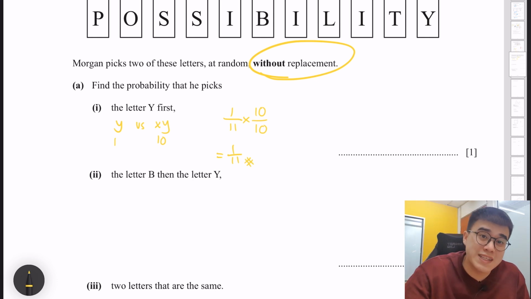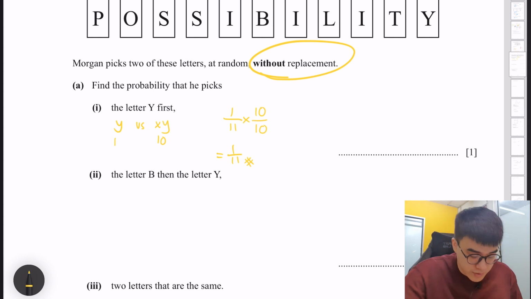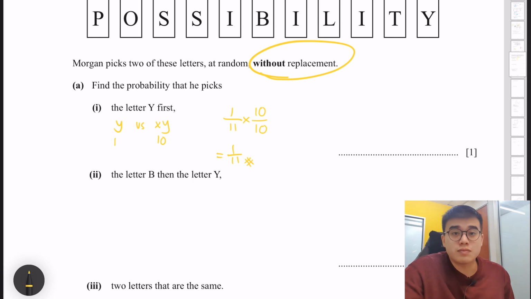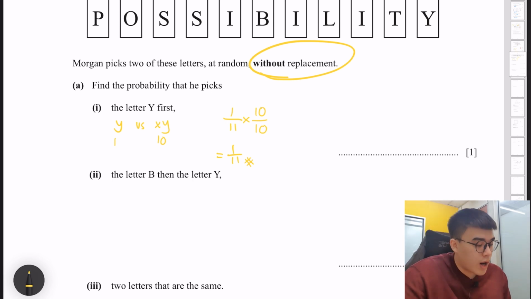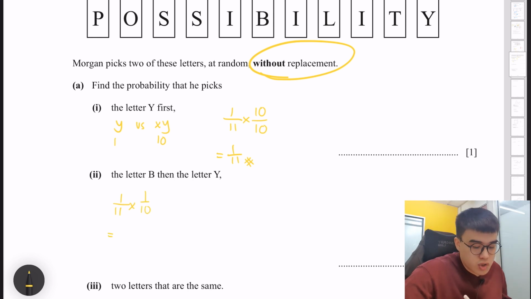Why is it 10 over 10? Because without replacement, after one card was taken out, you only have 10 cards left. Whereas for letter B followed by letter Y, what we have here is 1 over 11 followed by 1 over 10. So this will change the result into 1 over 110.